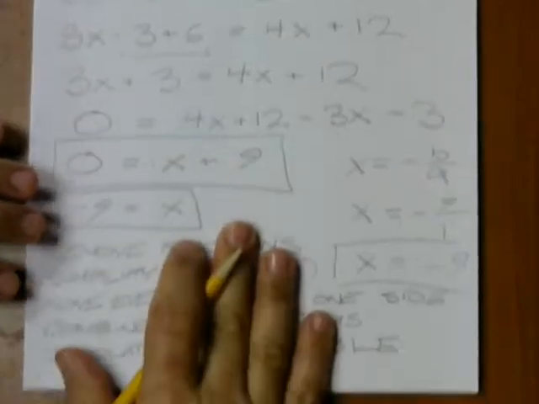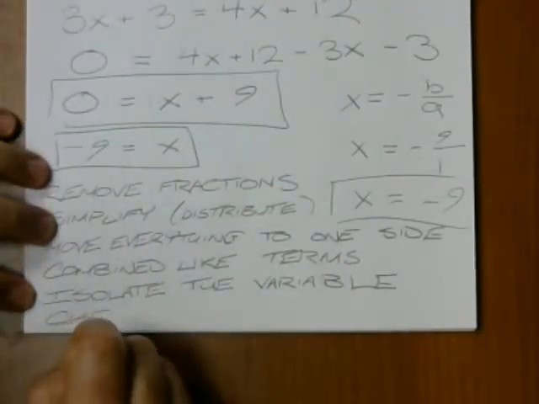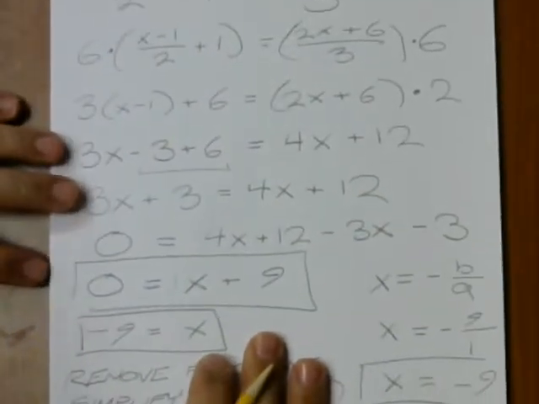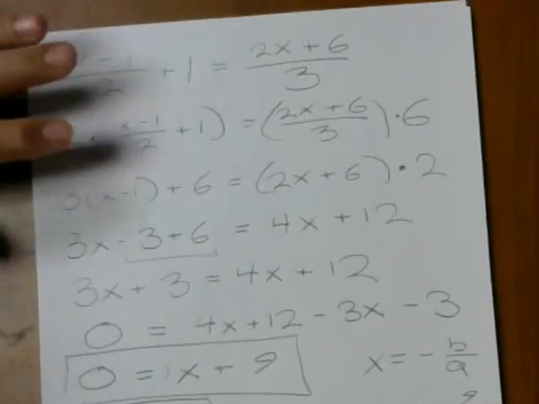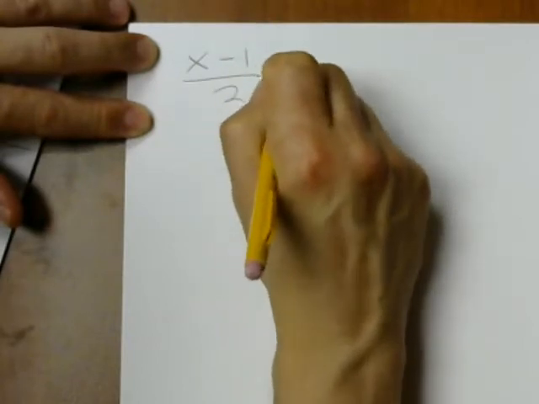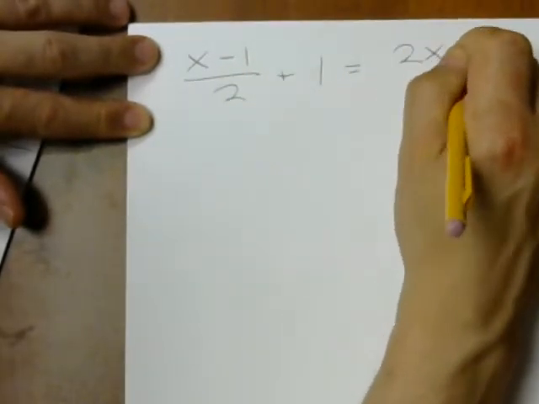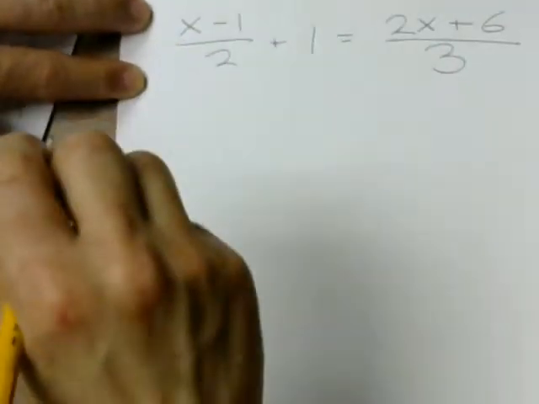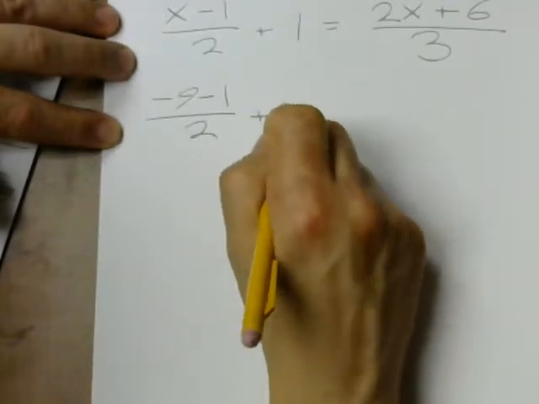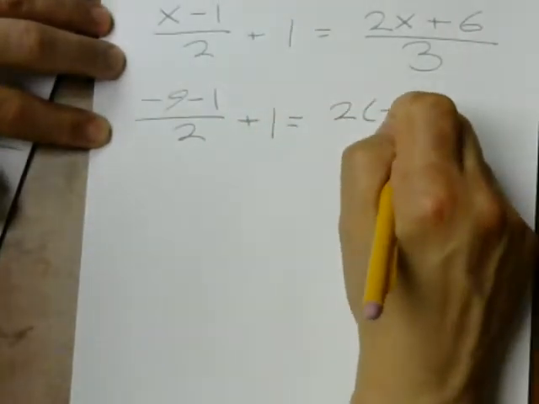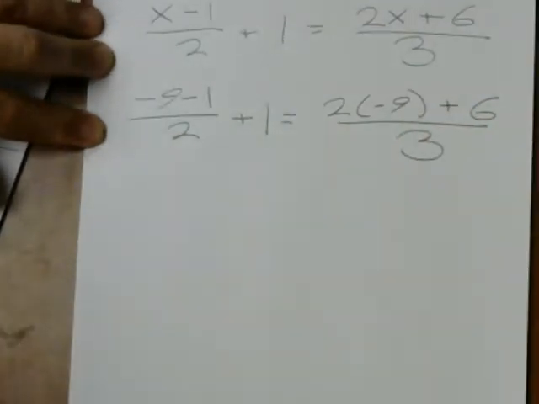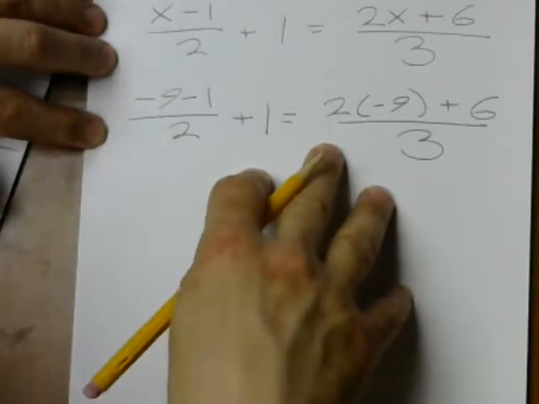Now, there's one more optional step which I like, which is check your work. So, how could we check our work? Well, in order to check our work, we just want to plug negative 9 into the original equation. So if I were to do that, I'll rewrite the equation quickly. What happens if I plug negative 9 into here? I'll get (negative 9 minus 1) over 2 plus 1 equals (2 times negative 9 plus 6) over 3. So, if this equation is true, then I found the solution.